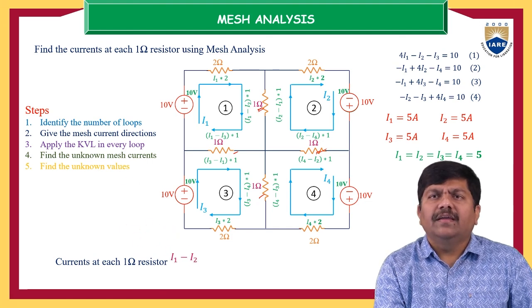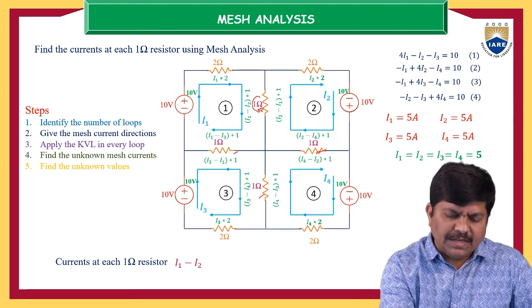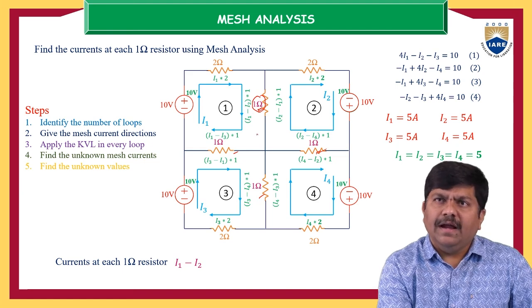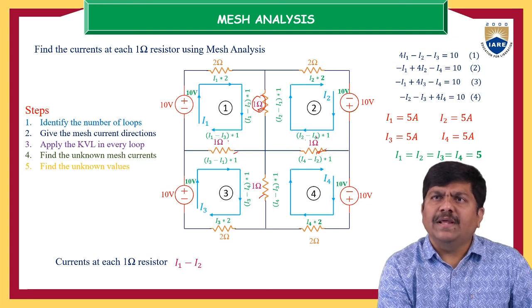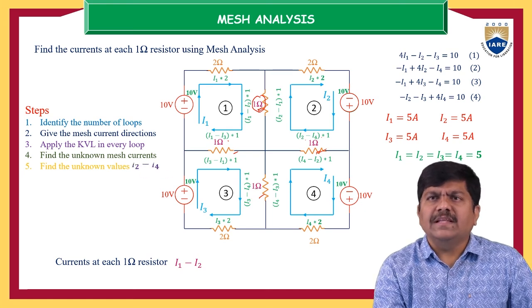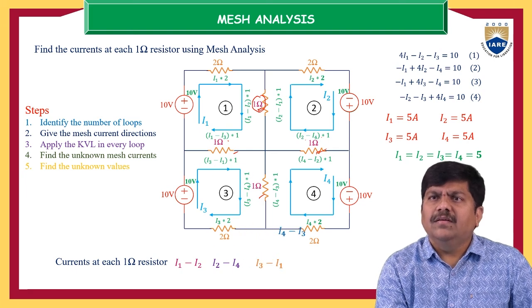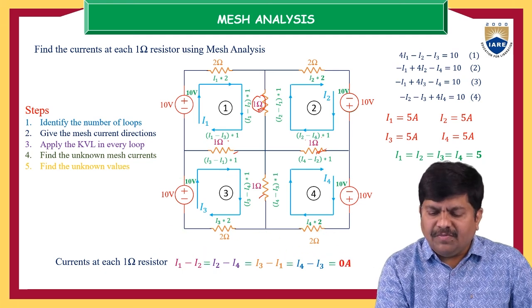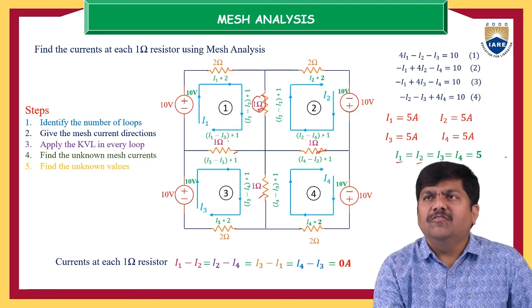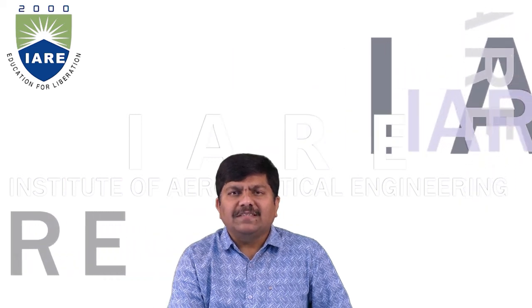Now the current through each 1 ohm resistor is, through this 1 ohm resistor the current is I1 minus I2, and through this 1 ohm resistor the current is I1 minus I3. Current through this 1 ohm resistor is I2 minus I4. Current through this 1 ohm resistor is I3 minus I4. So that is I1 minus I2, or I2 minus I4, or I3 minus I1, or I4 minus I3 is equal to 0, because the current values I1, I2, I3, I4 are nothing but 5 amps current. So this problem helps us to understand mesh analysis.